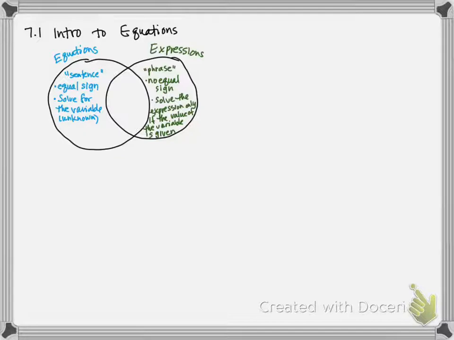All right, so what's the same between the two? Well, they both can contain numbers. They both contain operations. And by that I mean adding, subtracting, multiplying, or dividing. And they can both contain variables. Now, expressions can be just numerical, but equations cannot. They have to have a variable involved.